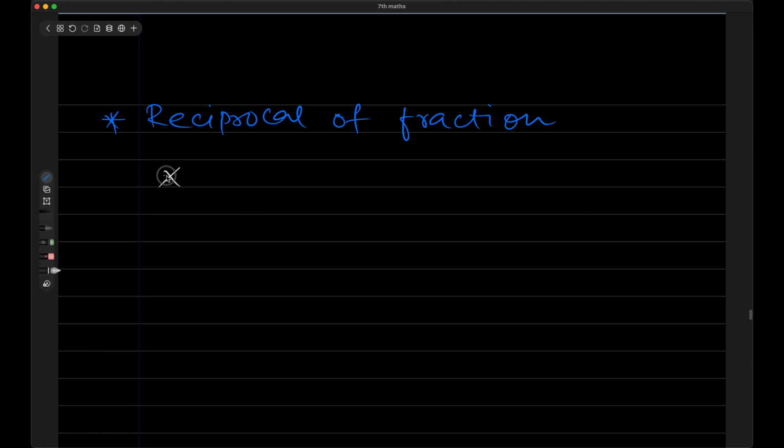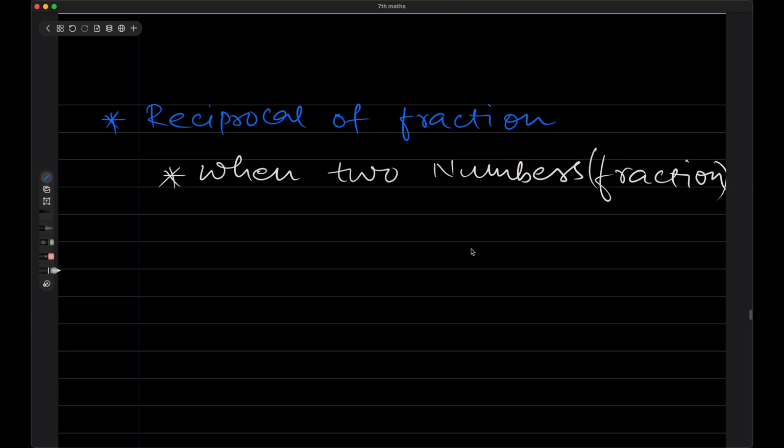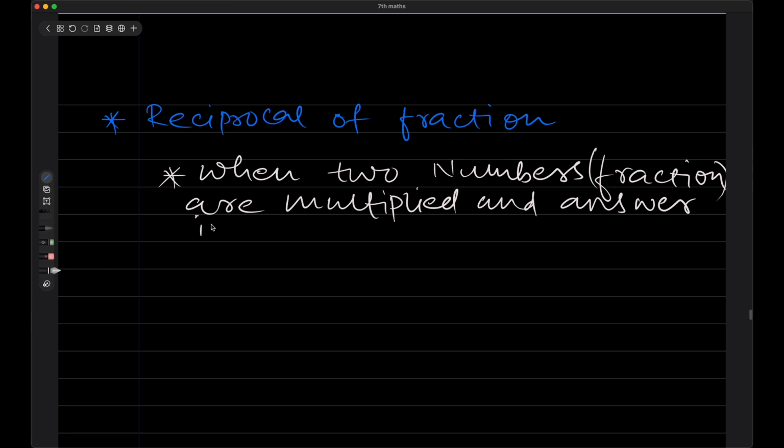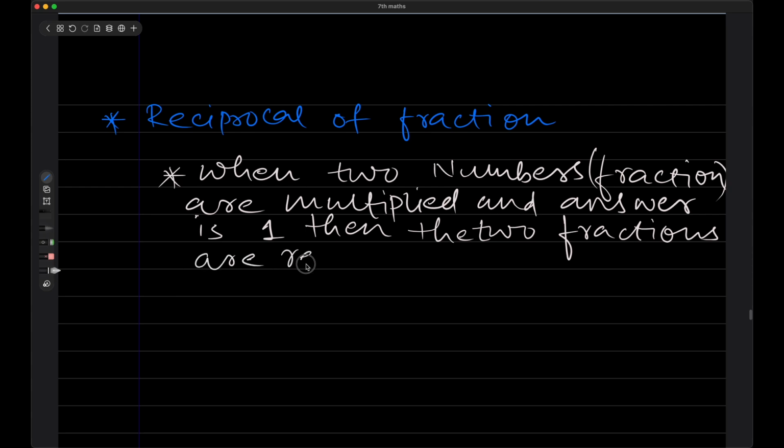Reciprocal of fraction. When two numbers, or particularly we can say fractions, are multiplied and the answer is 1, then the two fractions are reciprocal of each other.